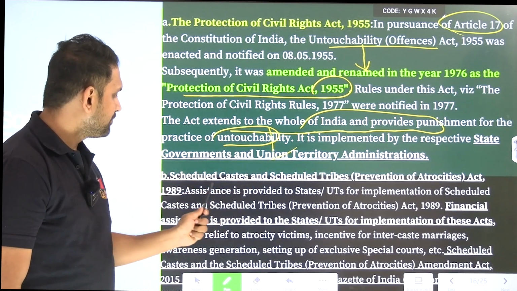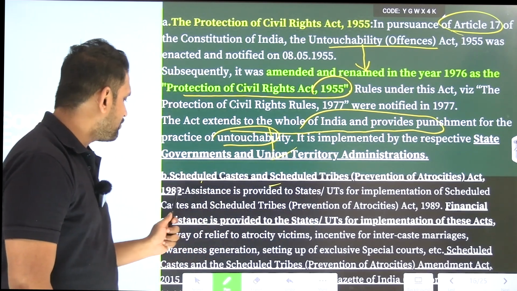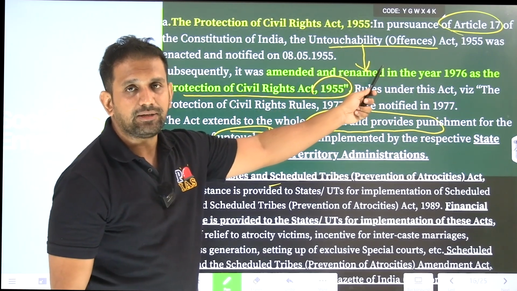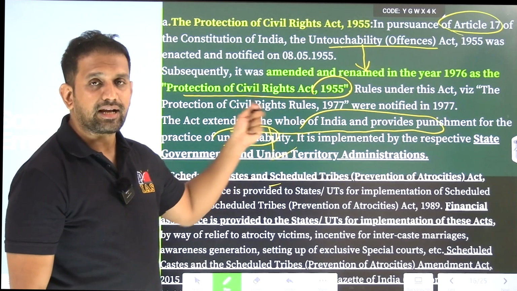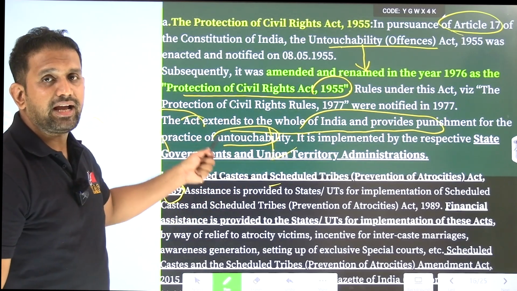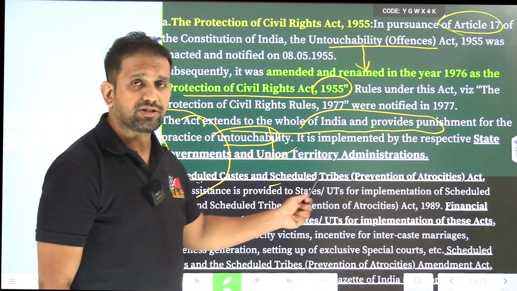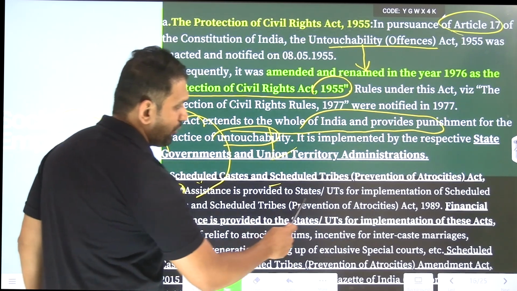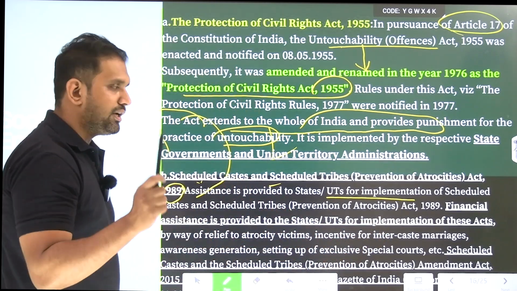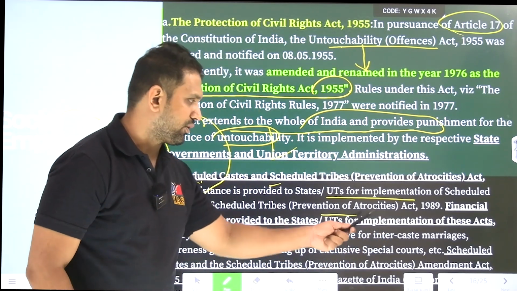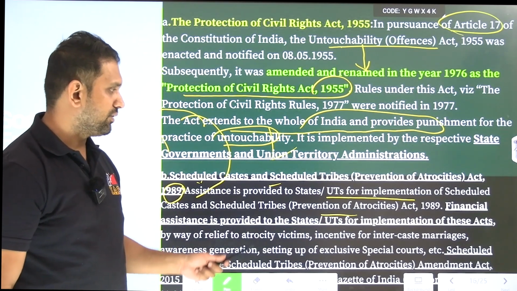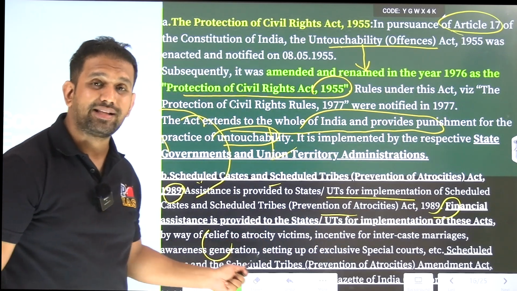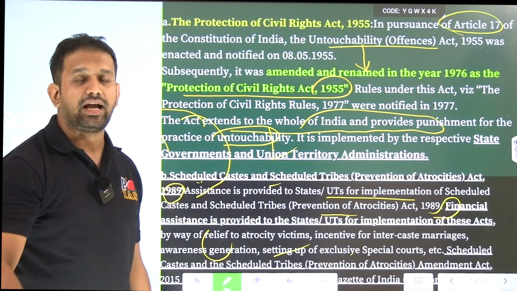Then after that, the Scheduled Caste, Scheduled Tribes Prevention of Atrocities Act 1989. First the Untouchability Act 1955, then it was amended and changed into the Scheduled Caste, Scheduled Tribe Prevention of Atrocities Act 1989. Again, states and union territories should implement this to prevent atrocities. To implement this act, the central government will give financial assistance to all states and union territories.